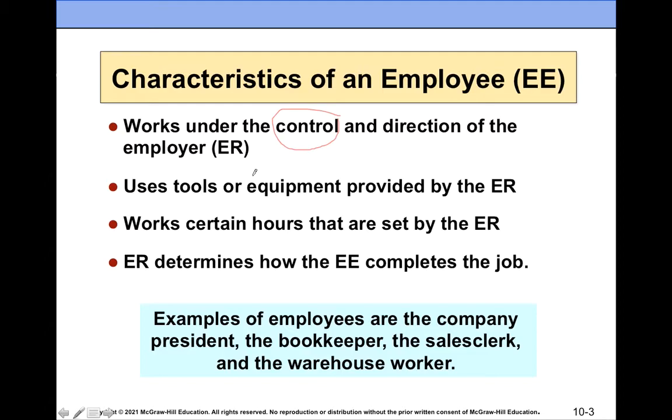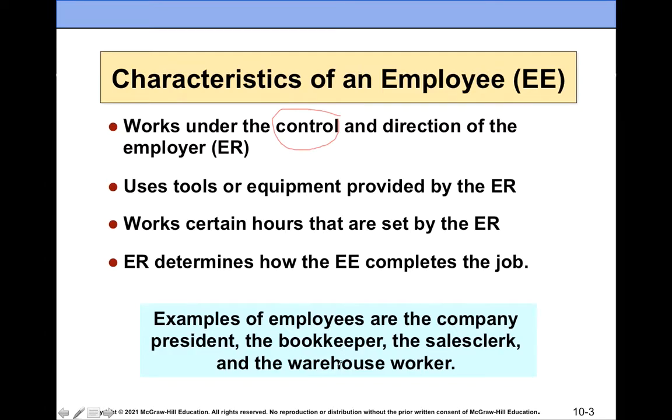Independent contractors are different. They decide how they're going to do their job. They offer their services to multiple organizations that sometimes compete with each other. There's no direct supervision. So whatever we're talking about in this chapter does not apply to independent contractors.